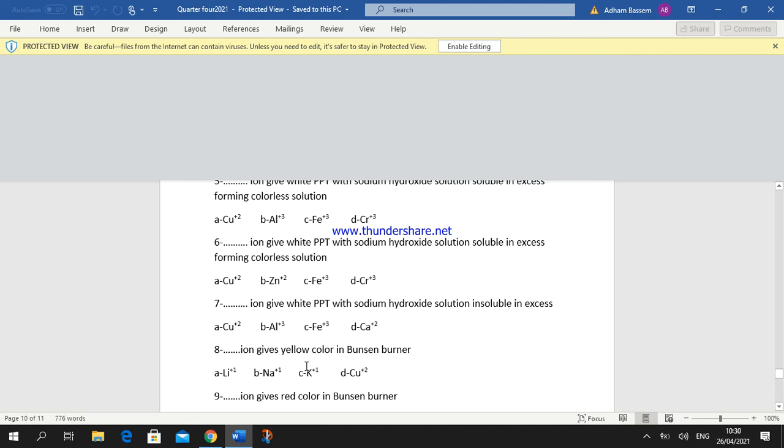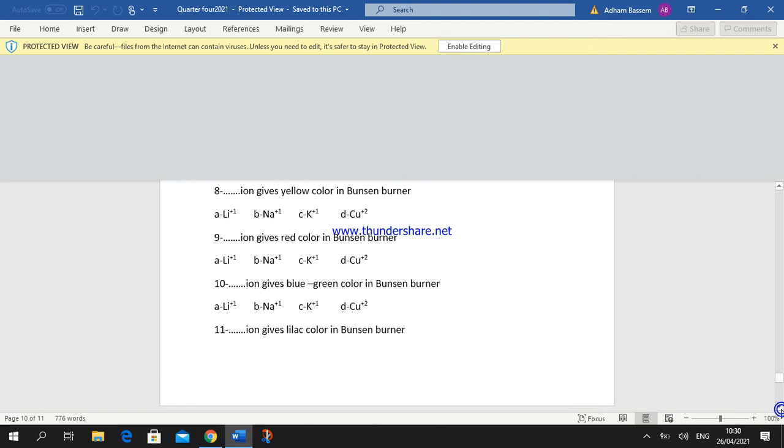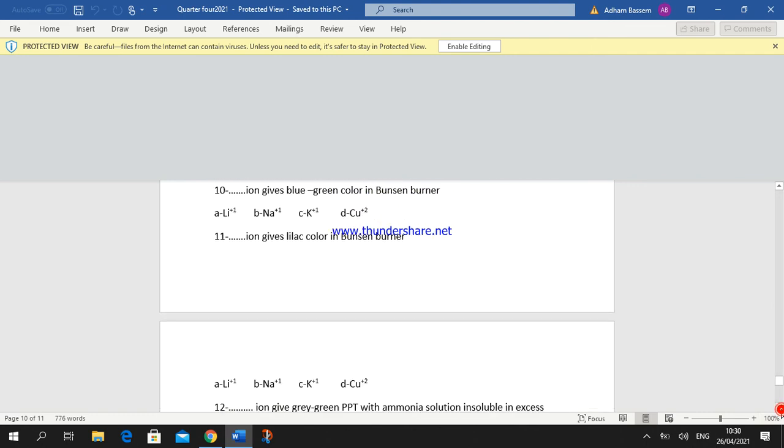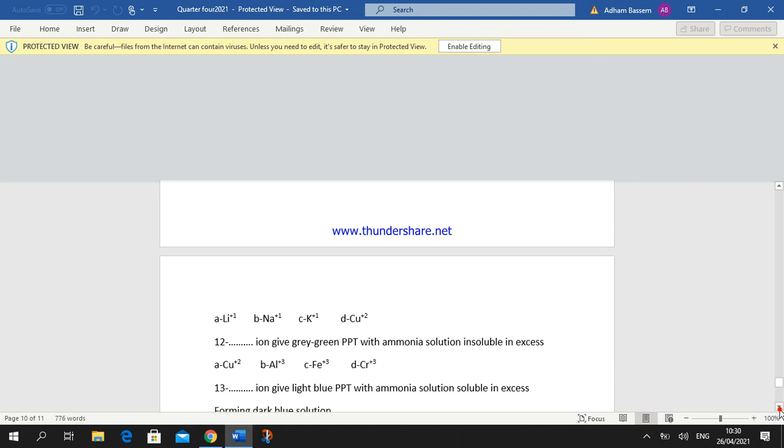Number 8, ion gave yellow color in the Bunsen burner. Sodium, 8B. Number 9, ion gives red color in the Bunsen burner, 9A. The answer will be lithium. Number 10, ion gives a blue-green color in the Bunsen burner, D, 10D. Number 11, ion gives lilac color in the Bunsen burner, C, 11C, potassium.